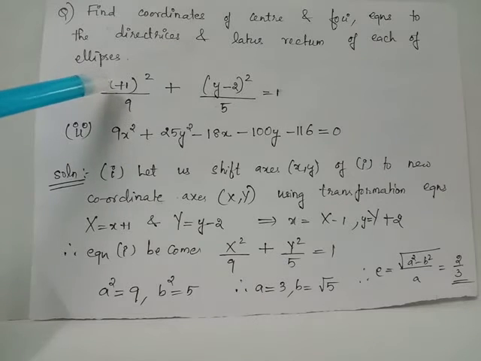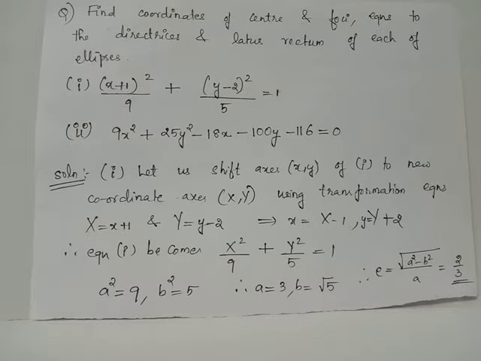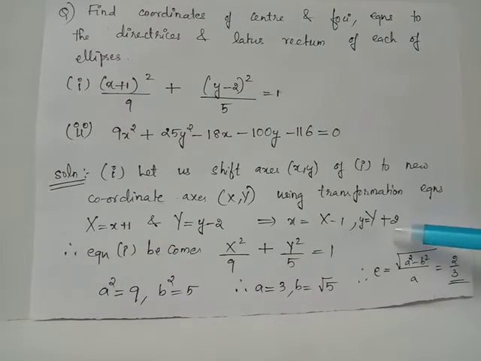Capital X equals x plus 1 and capital Y equals y minus 2, so that we can transform from coordinate axis small x small y to new coordinate axis capital X capital Y. We will arrive at this equation of ellipse when we depend on these transformation equations.